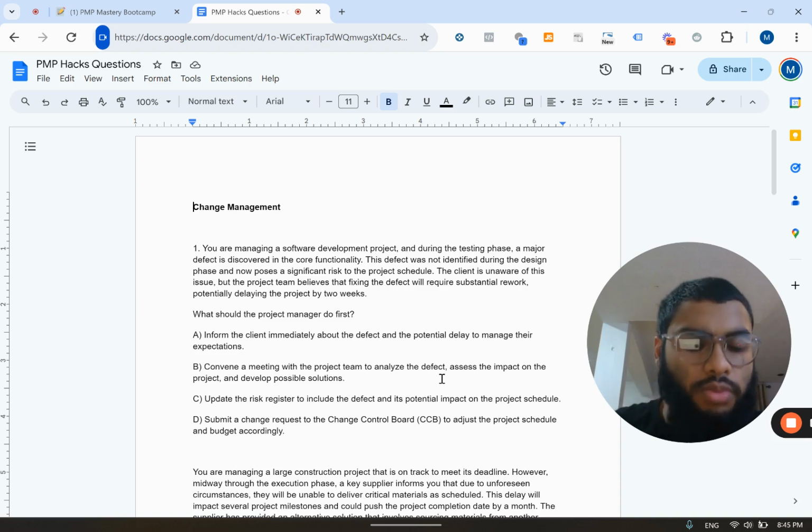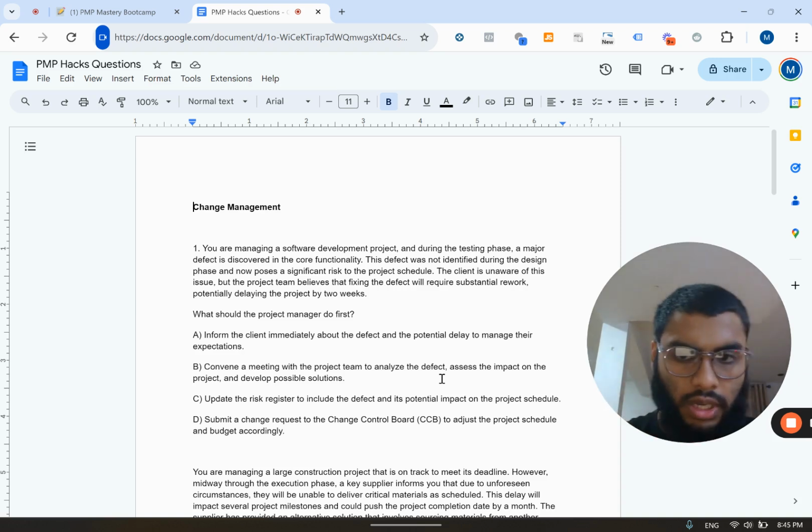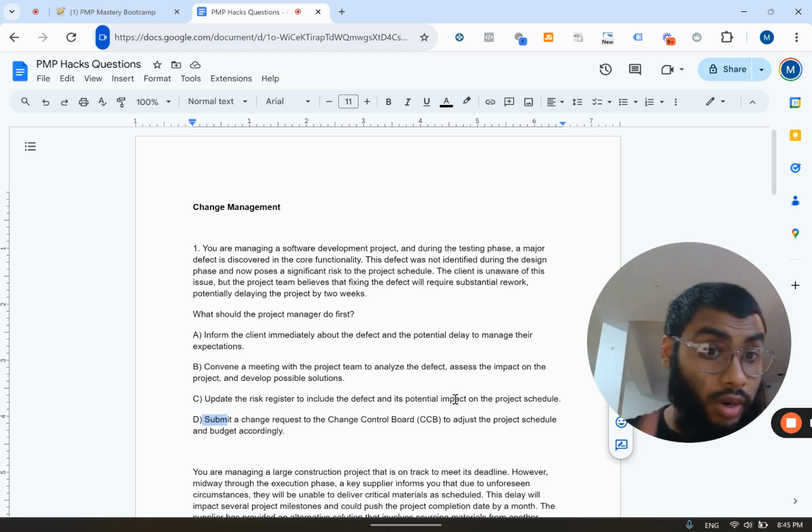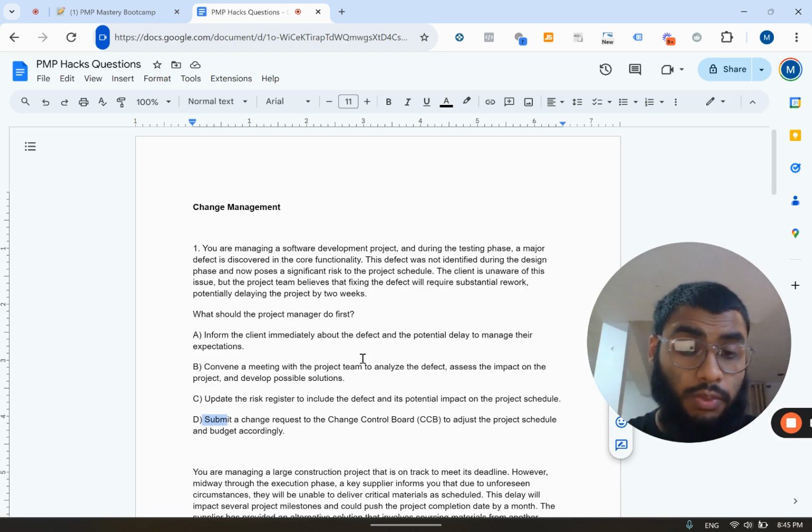What should the answer be? Now, remember, we're looking for principle number 1. We got D that respects principle number 1. We got C that respects principle number 1 because we are looking at the potential impact we are assessing. B respects principle number 1 as well.